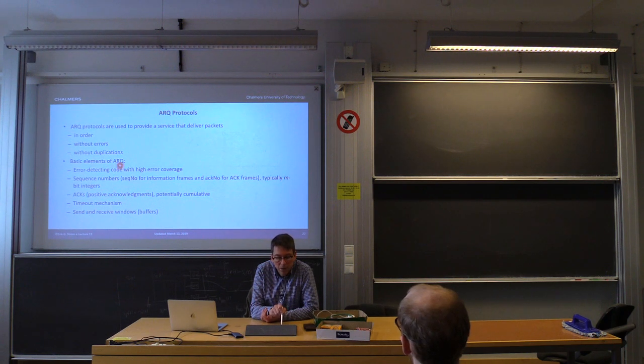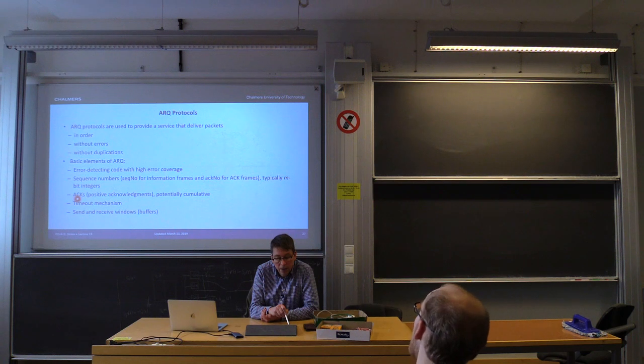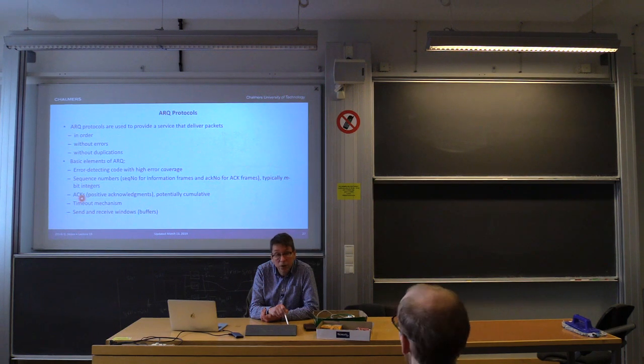The basic elements of an ARQ protocol: we need some error detecting code, basically to figure out that whatever we receive has not been affected by errors, otherwise we throw it away. We need sequence numbers, to keep track of everything so we can deliver things in order. We also need acknowledgements, to inform transmitters that receivers have received the data they transmitted. There are different ways to do ACKs, as we will see.